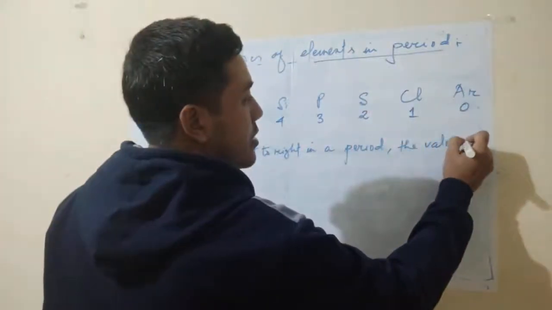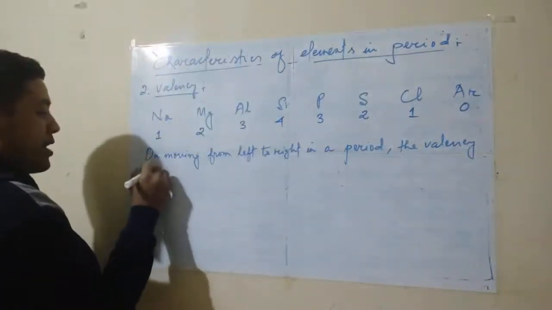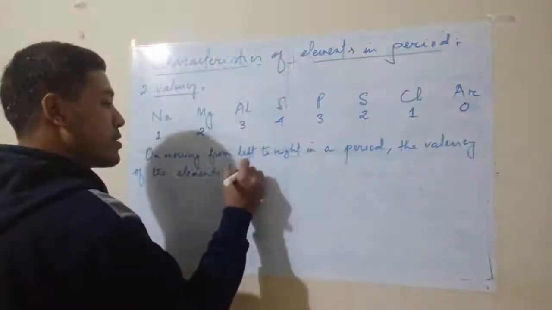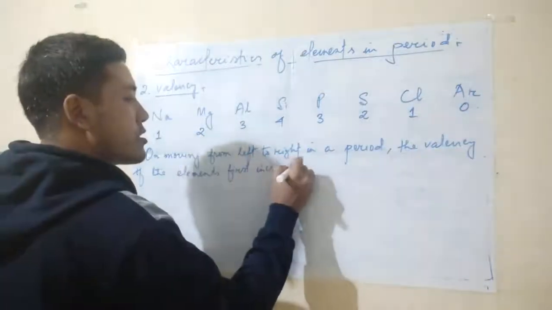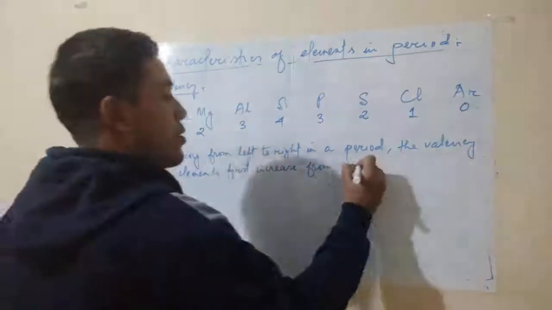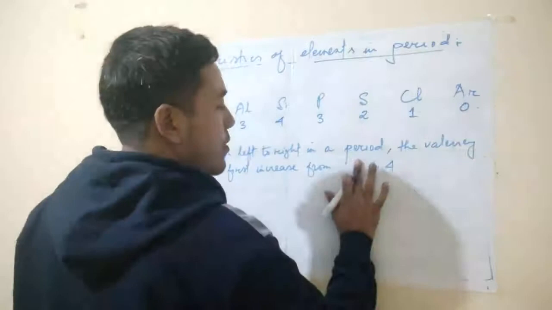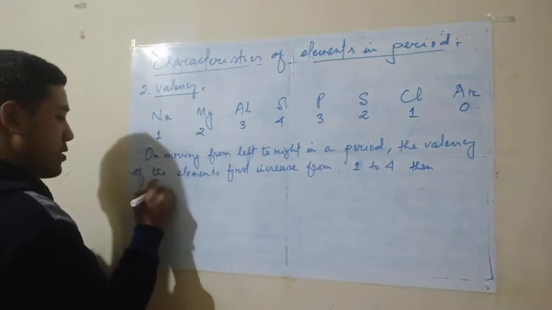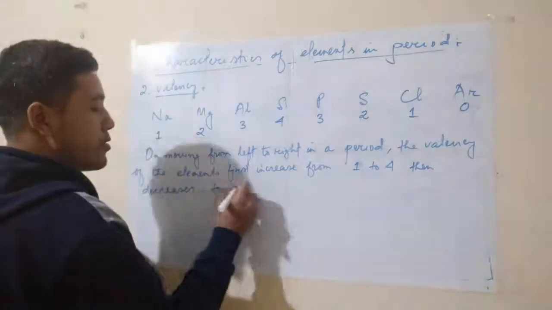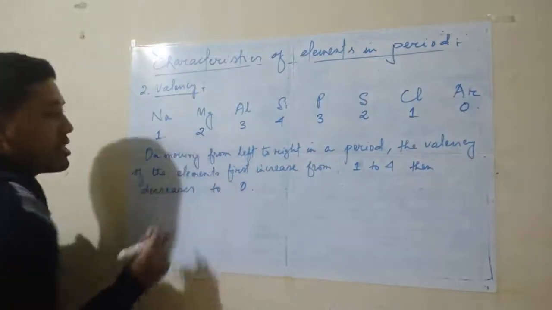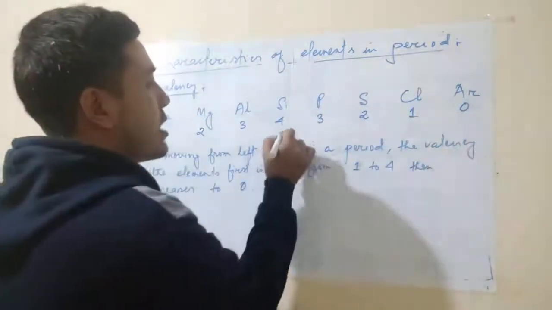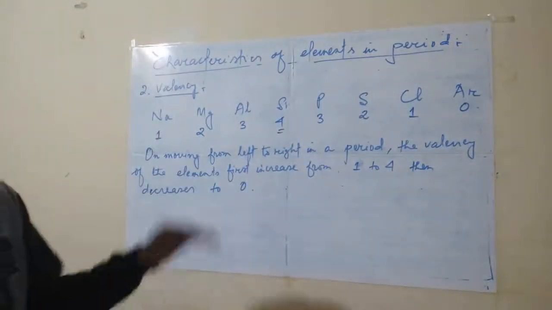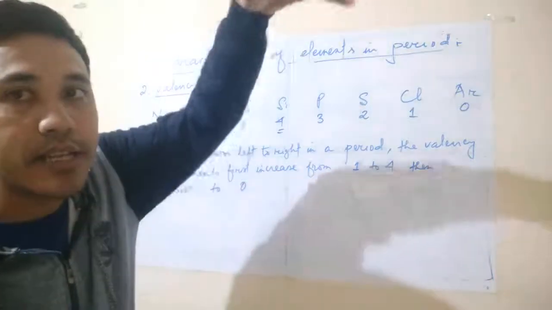the valency of the elements first increases from 1 to 4, then decreases to 0. Right, the first one is 1 and the last one is 0 and the middle, the highest one, is 4. Right, that means going from left to right in a period, the valency of the element first increases, then decreases to 0.